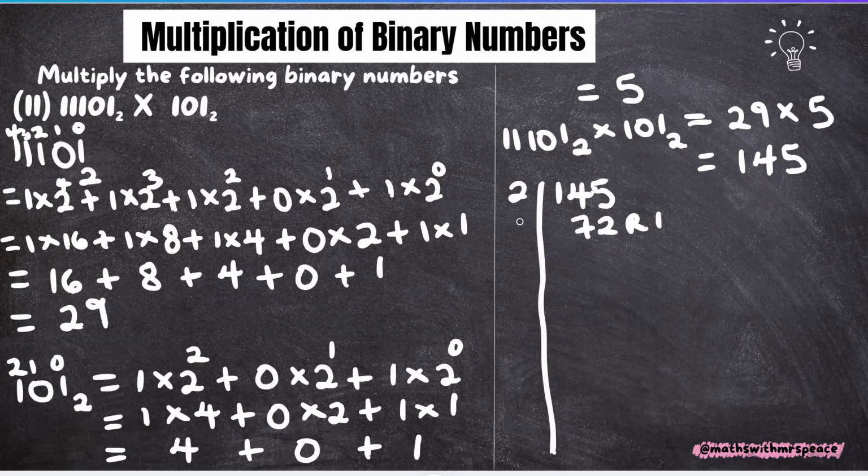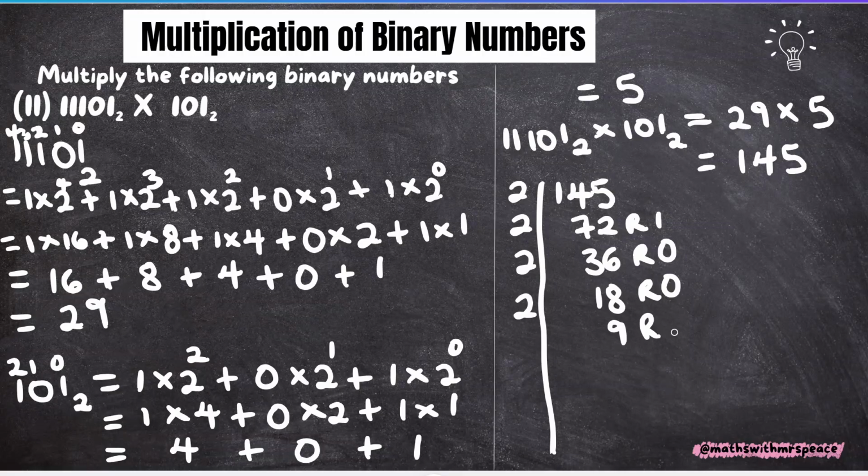So let's continue. I'm going to divide by 2 again. 72 divided by 2 will give me 36 remainder 0. Just bear in mind that anytime it's an even number, your remainder is going to be 0. But if it's an odd number, your remainder is going to be 1. 36 divided by 2 will give me 18 remainder 0. 18 divided by 2 will give me 9 remainder 0. 9 divided by 2 will give me 4 remainder 1.